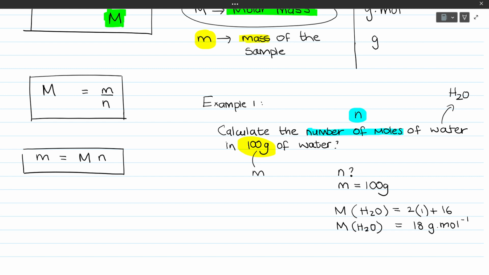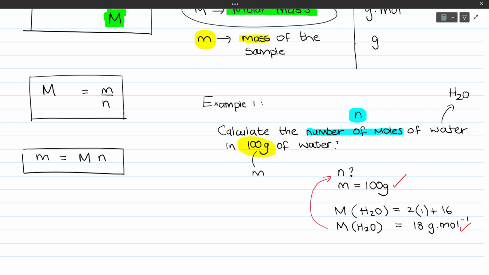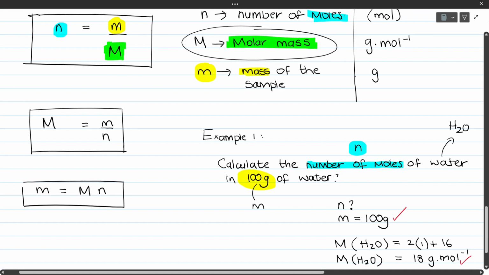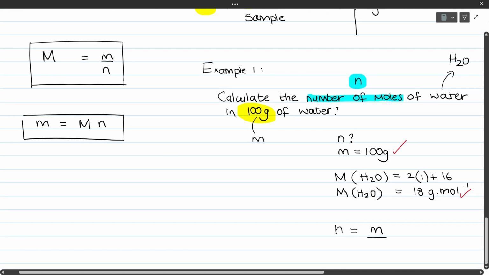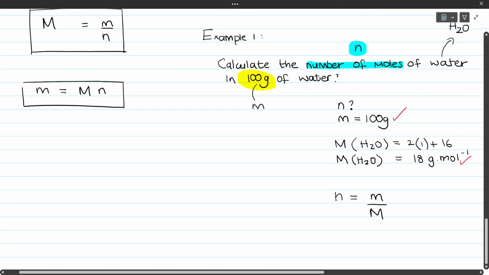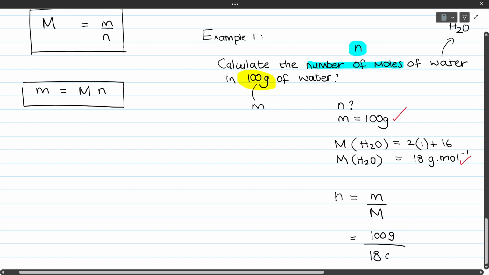Right, so now we have small m, and we've got capital M. Can we calculate the small n? Can we calculate the number of moles? It's going to be simply plugging into the equation. What is our equation? n is equal to, and I think they do give you this equation in your paper. So small n is equal to small m over big M, and we've got 100 grams all over 18 grams per mole.